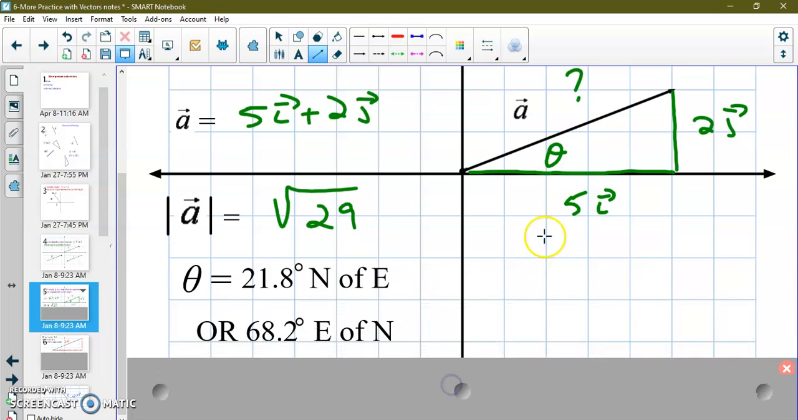And then the angle here, well, we can just use tangent. Tangent of theta is equal to the opposite, 2, over the adjacent side, 5. So we do inverse tangent of the ratio 2 over 5, and we get 21.8 degrees, and that would be north of east. So if we're starting east and then we go north, that's 21.8 degrees. Or if we want to go from north, from our bearing here, this angle right here would be 68.2 degrees, and we would say 68.2 degrees east of north.